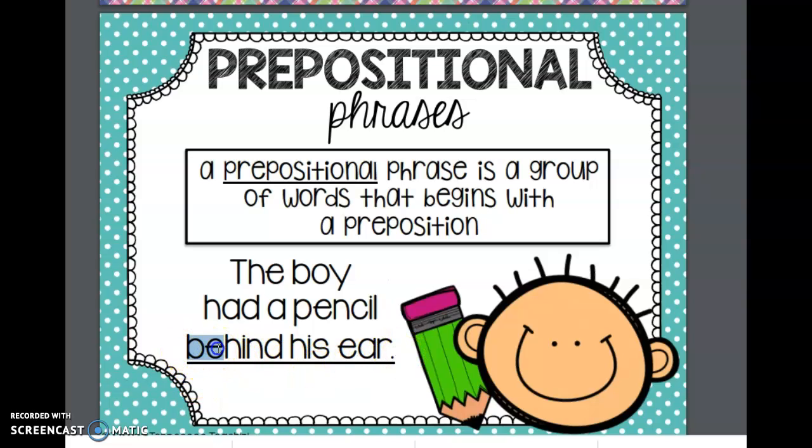The preposition is behind. The phrase includes the preposition and the words after it that tell where the boy had the pencil. So again, the boy had a pencil behind his ear. What is the prepositional phrase? Behind his ear. The preposition in this phrase is behind.